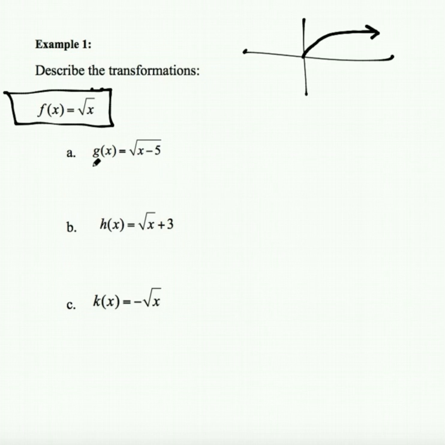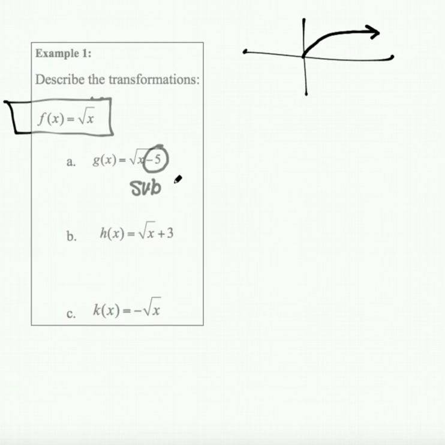Now, this first one, g of x is equal to the square root of x minus 5. This minus 5, we are subtracting on the inside.